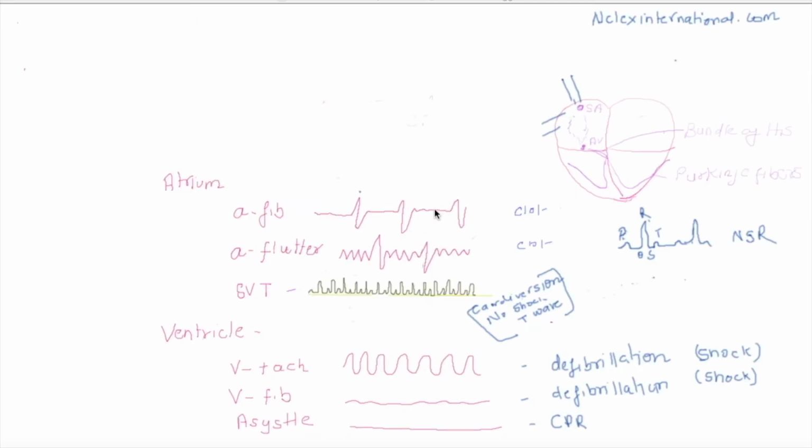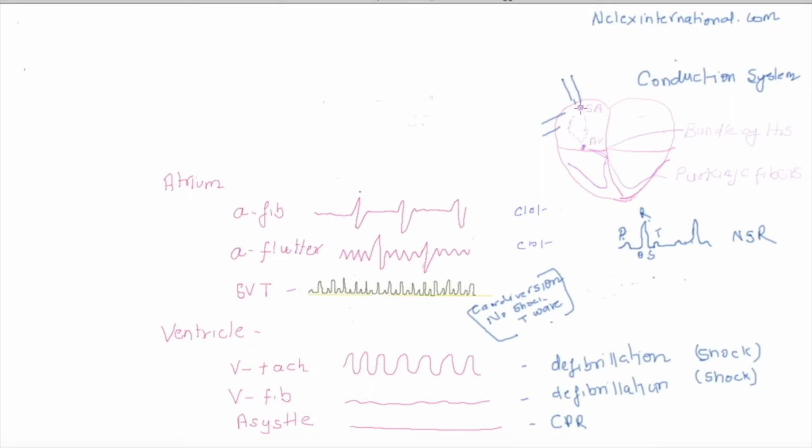Today we are going to talk about the normal rhythm and abnormal rhythm. So let's start with our conduction system. This is the conduction system. In a heart, we have a conduction system in which the impulses will start from here.